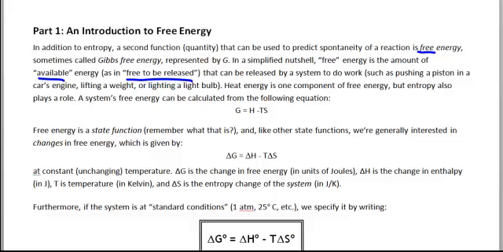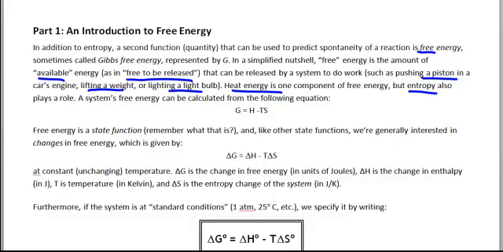You engineers out there will be especially interested in this because that's what engineers want to do. They want to use the energy of a system to do work, such as push a piston like in your car, lift a weight, or light a light bulb, or something like that. And so free energy is the amount of energy that can do that. Heat energy is one component of free energy, but it's not the only one. There's also entropy involved too.